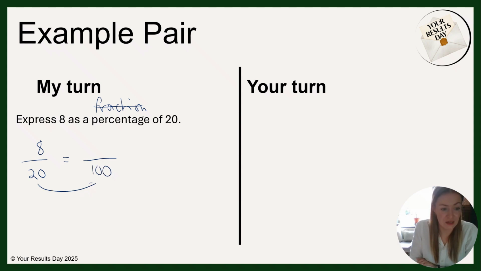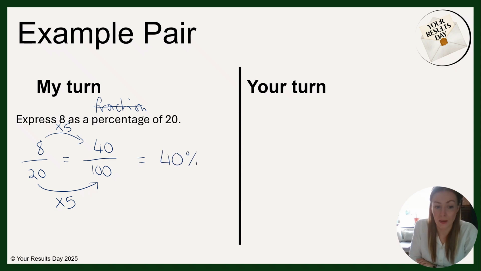So I ask myself, what is an equivalent fraction to 8 over 20, but that gets me a denominator of 100? Well, if I multiply 20 by 5, I get 100. And 8 times 5 is 40. And if a percentage is literally out of 100, we've got 40 out of 100, so that's 40%.